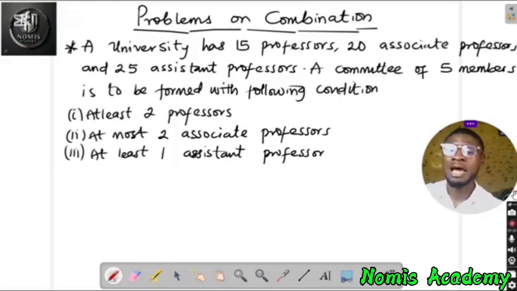At least 1 assistant professor means we could have 1, 2, 3, or 4 assistant professors, depending on the number of members we want to take. Remember that all these conditions must be met. So we need to state the possible cases, so let's go into the solution.